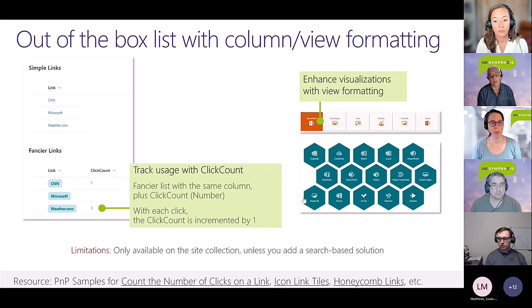On the right side, you can see some fancier ways that you could use view formatting to show those links. If you have more of a design focus around those links and you want to make them look a certain way, those are two examples from the PnP column formatting samples that might be appealing to you in order to make the links look nicer.